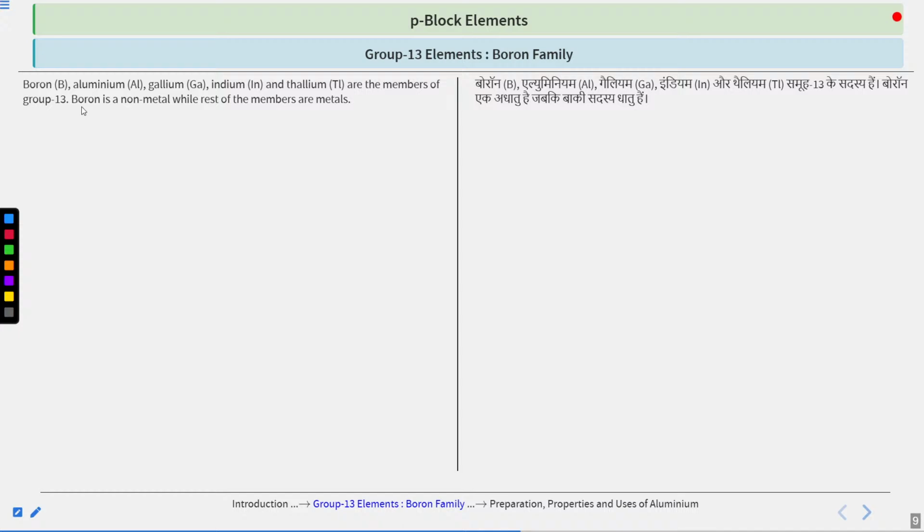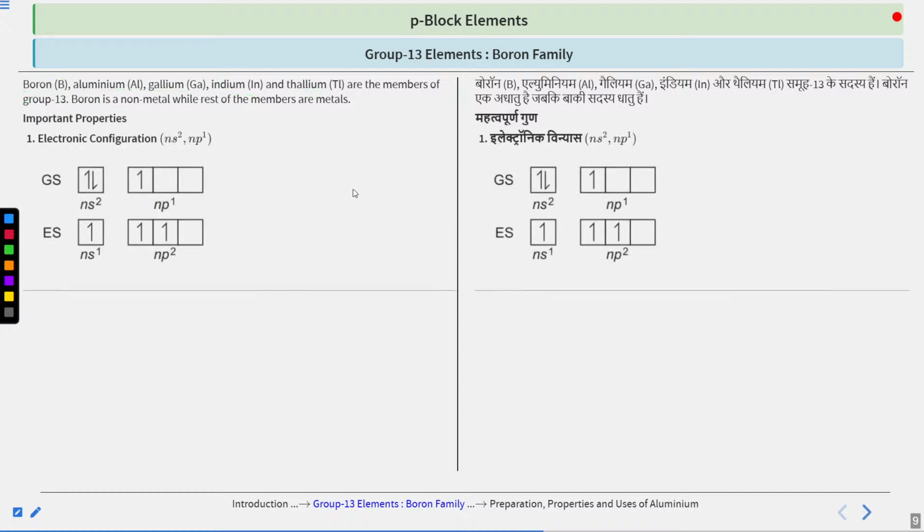Further we have, so which elements are those? Those elements are boron, aluminium, gallium, indium, thallium. So these are the members of group 13. So the boron element is deviating from the rest of the members. Okay, so we see that it is a non-metal, and the rest of these are metals. So you can see that although they are falling in the same group, they have different properties, and that is only for boron because of its small size.